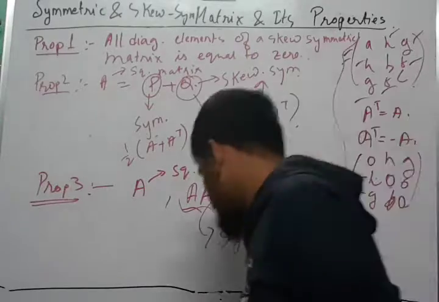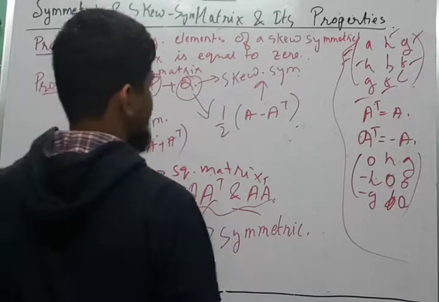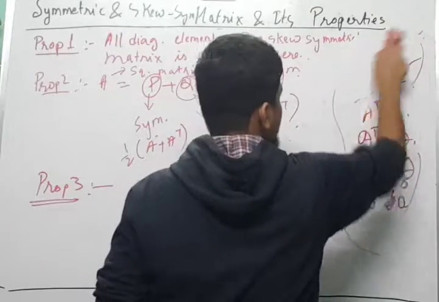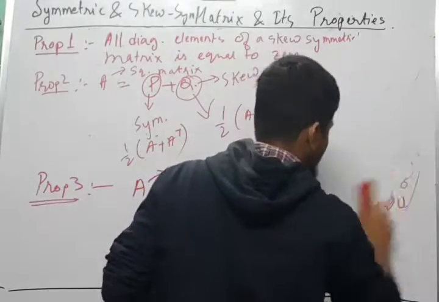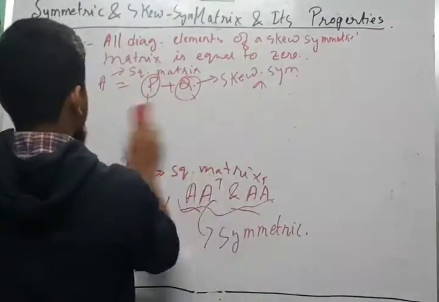So now let's get on to the next property, which will be property 4. Let me rub it out so that I can get more space and we can complete it in one go over here. So let me rub it out.